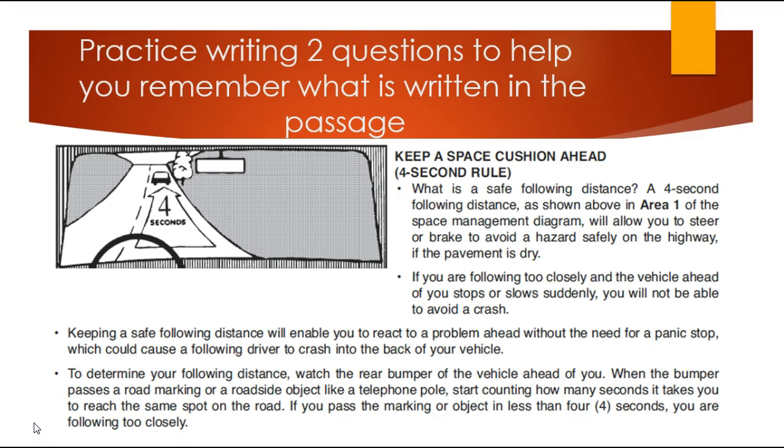To determine your following distance, watch the rear bumper of your vehicle ahead of you. When the bumper passes a road marker or a roadside object like a telephone pole, start counting how many seconds it takes you to reach the same spot on the road. If you pass the marking or object in less than 4 seconds, you are following too closely.